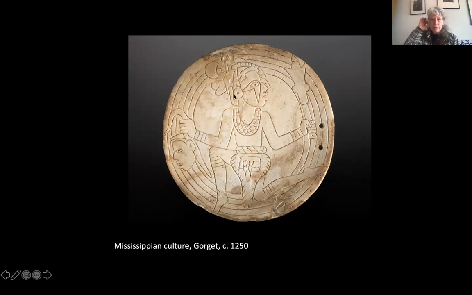with huge ear spools, like some of the people that work at Whole Foods. That's the only place I've ever seen people with those giant ear spools.